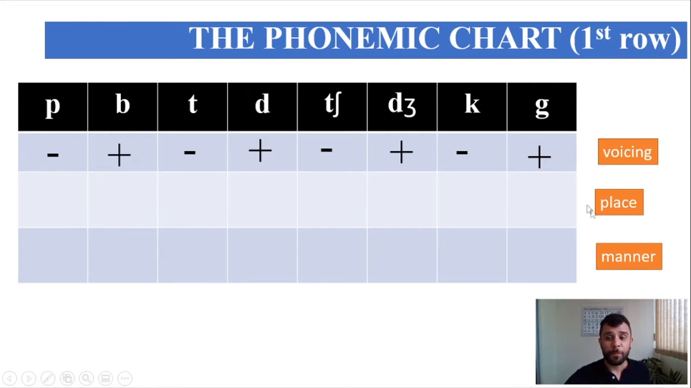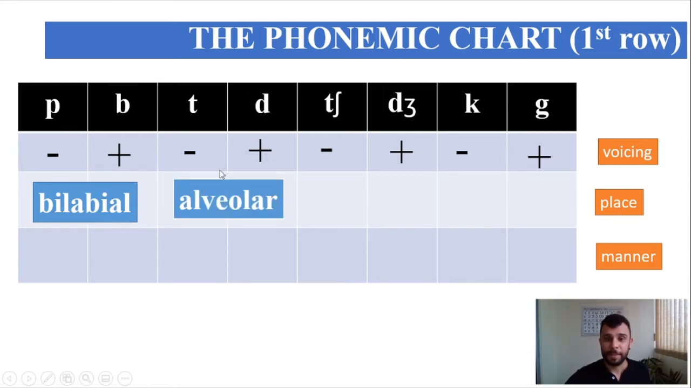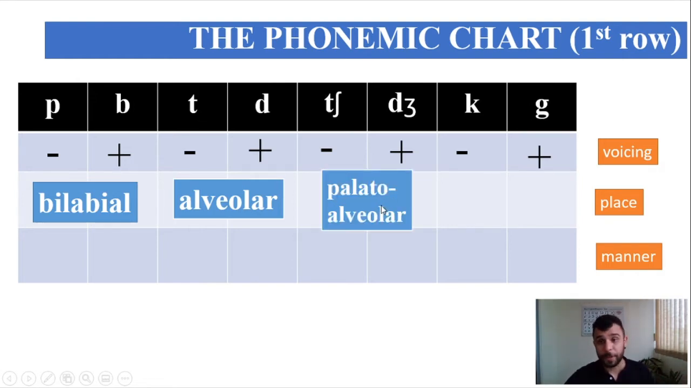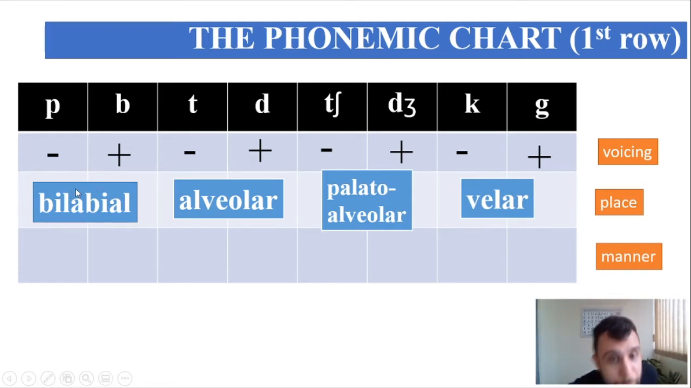The second thing you will see is that these sounds are all organized by place of articulation. First we start with bilabial sounds, p and b. Then you will have alveolar sounds, t and d. Then palato-alveolar or post-alveolar sounds, and then velar sounds. So they are organized in order of place of articulation: bilabial, alveolar, post-alveolar, and velar. And I'm going to show you this.